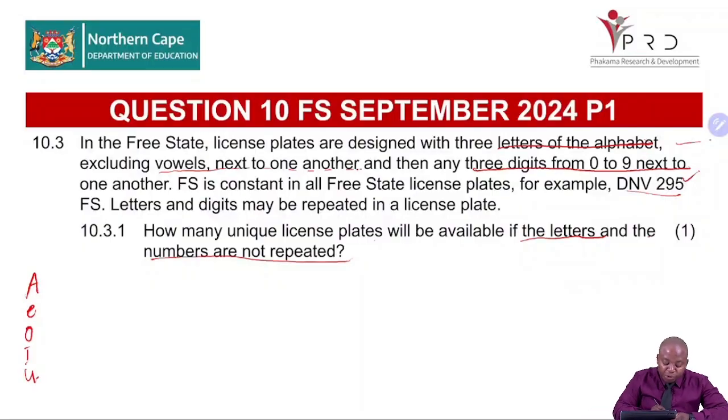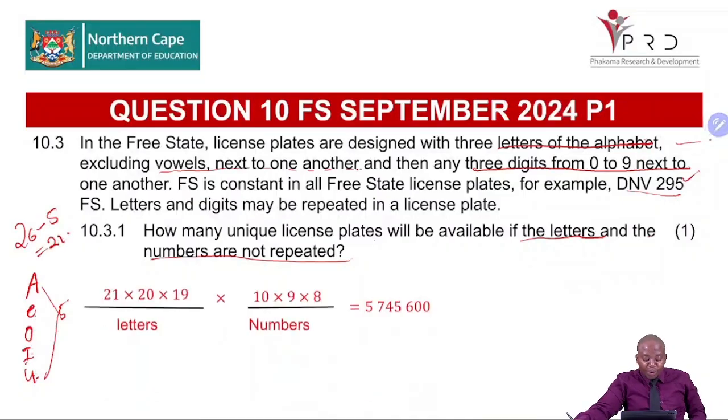So those are the vowels we are excluding. We are excluding 5 vowels: 1, 2, 3, 4, 5. From how many? From the 26 letters of the alphabet, we are excluding 5. So we are going to work with 21 letters.